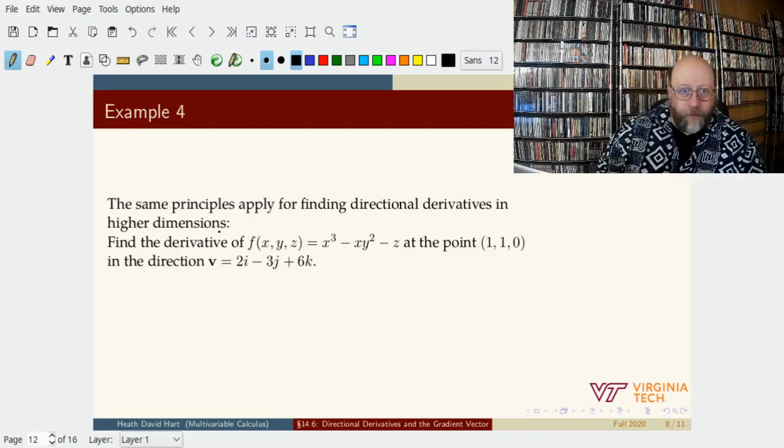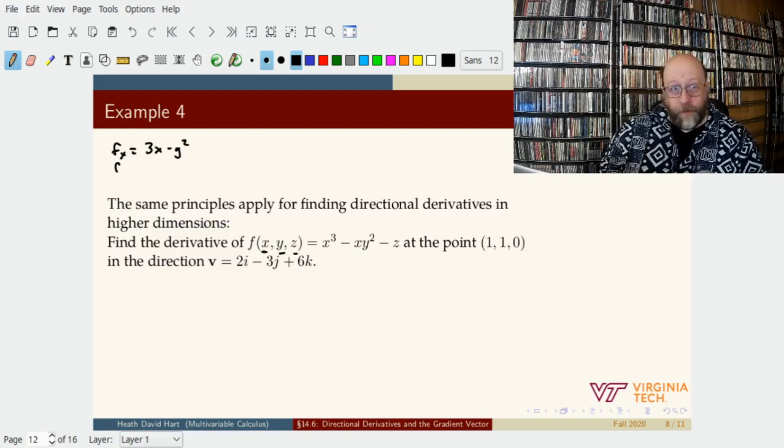The same principles apply for finding directional derivatives in higher dimensions. I just have 3 inputs now. So let's see how this is going to work. The derivative in the x direction is 3x minus y squared. The derivative in the y direction is negative 2xy. And the derivative in the z direction is minus 1.